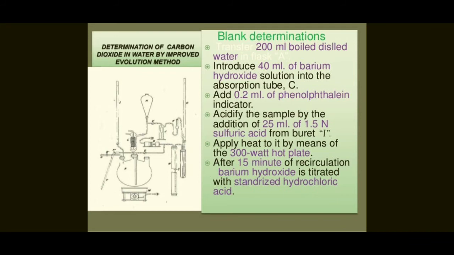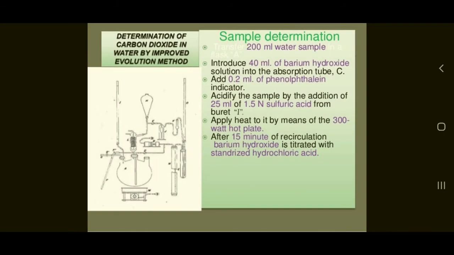So students, in these diagrams, the distillation of water, the determination of carbon dioxide in water by the improved evaluation method. The sample is 200 ml of water. Introduce 40 ml of barium hydroxide solution into the absorption tube.